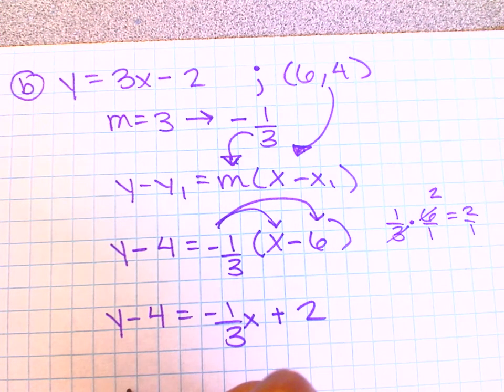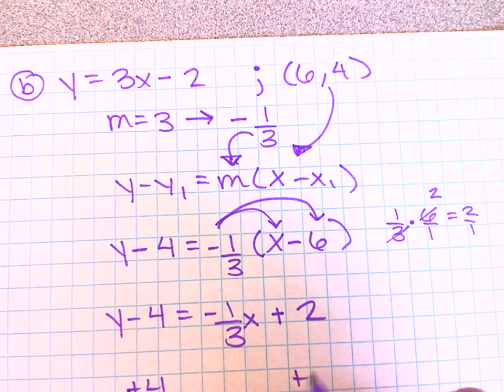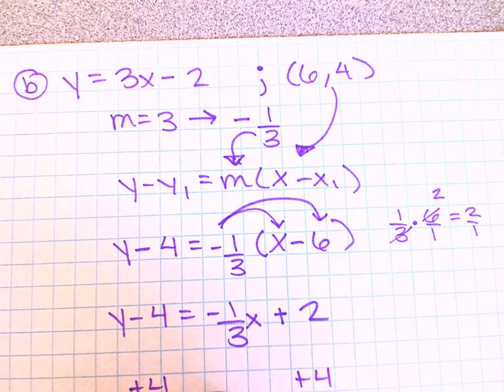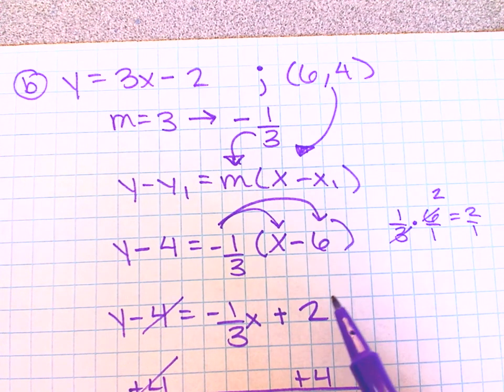Okay, I'm almost done. Add 4 to both sides to get y by itself. Isolate the variable. Negative 4 plus 4 cancel each other out. I'm left with y equals negative 1/3 x, 2 plus 4 is 6, so y equals negative 1/3 x plus 6.